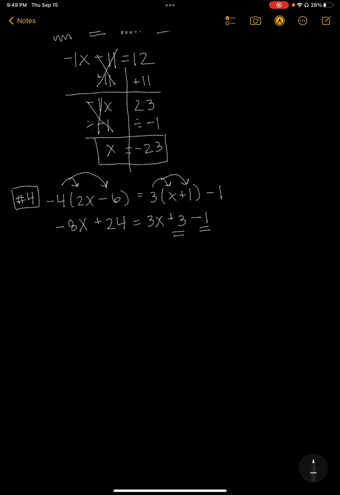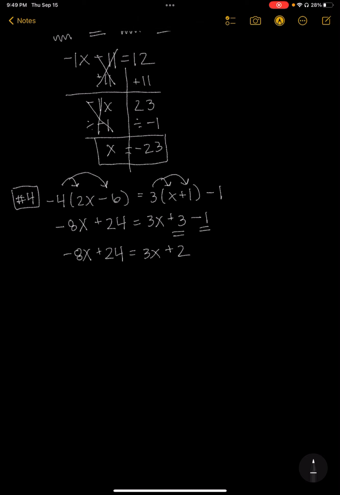Everything else are on opposite sides of each other, so like the -8x and the 3x, even though those are like terms, because they're on opposite sides of the equal sign, we can't combine them yet. So I'm going to combine the 3 and the -1, and I'm just going to rewrite the other chunks first. And then 3 minus 1 gives me 2, so I'm just going to write plus 2.